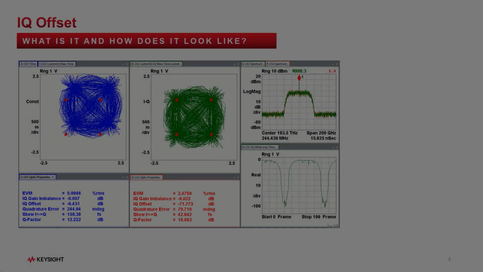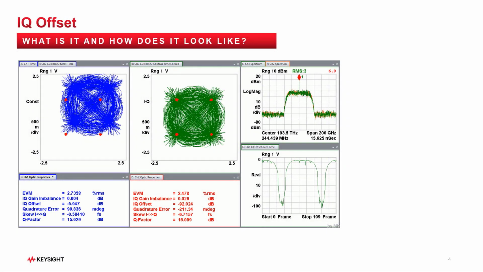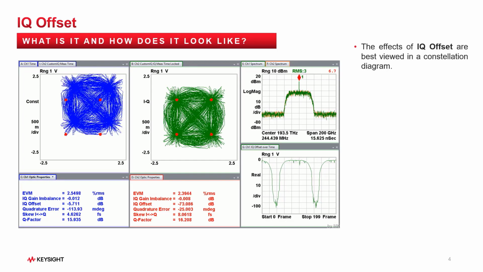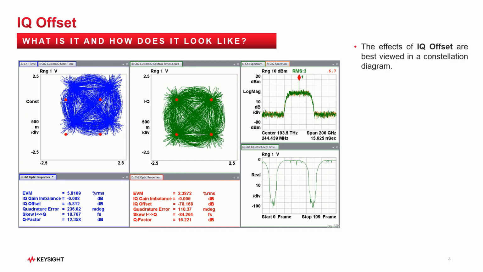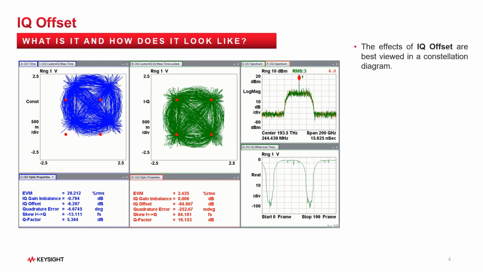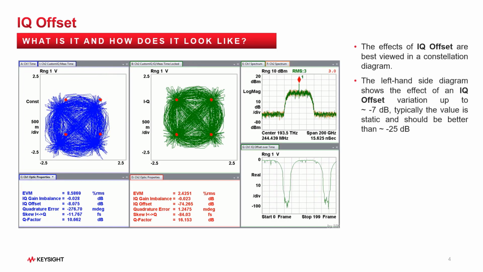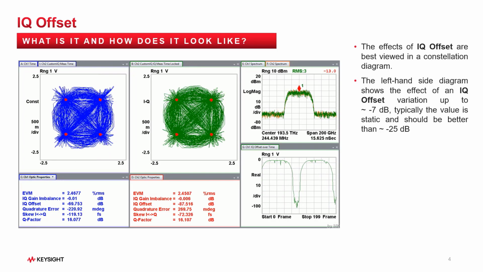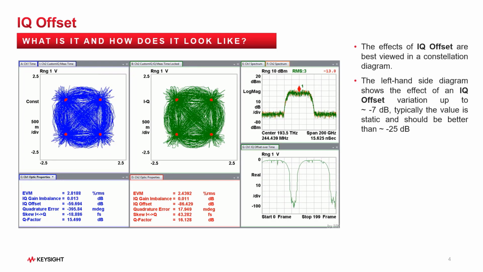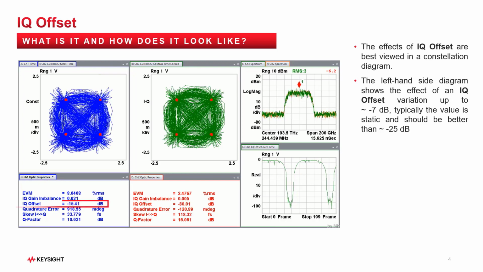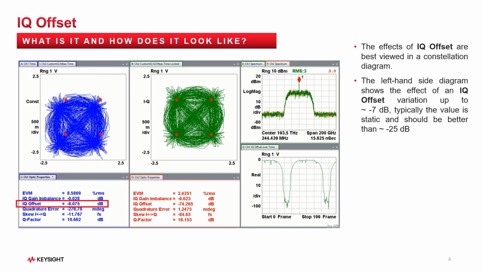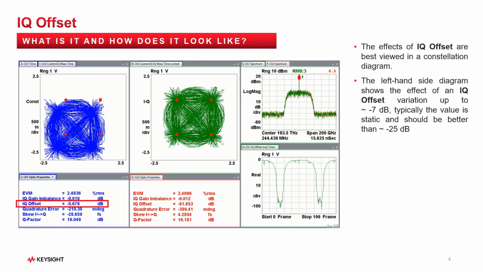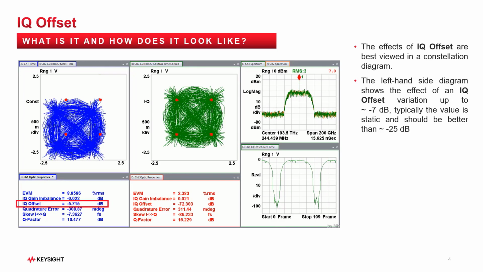The effects of an IQ offset error are best viewed in the spectrum of the signal of interest. The upper right-hand side window shows the overlaid spectra from the dual polarization signal. On the left, you can see the constellation diagrams from the two signals in the polarizations. Below the constellation diagrams, two windows are displaying the optical properties of the dual polarization signal. They will be used to compare the IQ offsets and EVM readings later on.